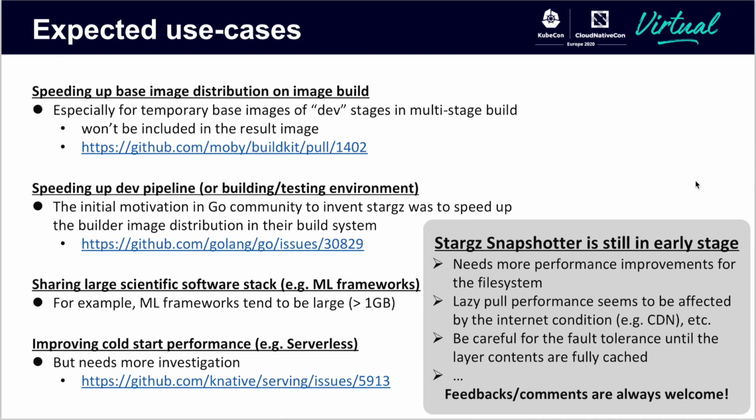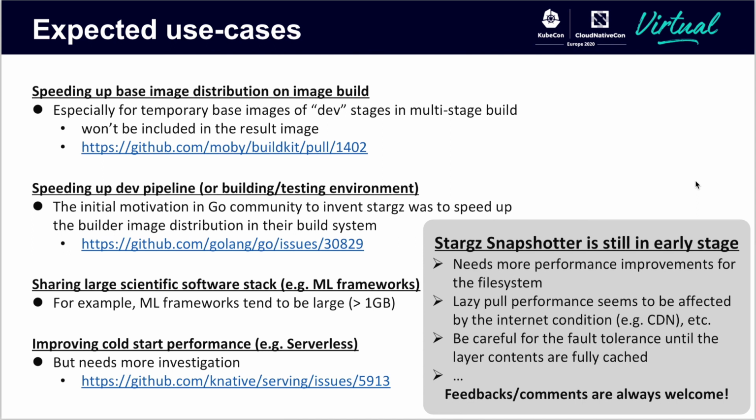Pull operation is a fundamental operation in the container lifecycle, so the performance improvement will be beneficial for many kinds of workloads. But I list some of them here. The first one is speeding up base image distribution on image build, especially for base images in dev stages in multi-stage builds, because these images aren't included in the result image. The second one is speeding up dev pipelines or building testing environments.